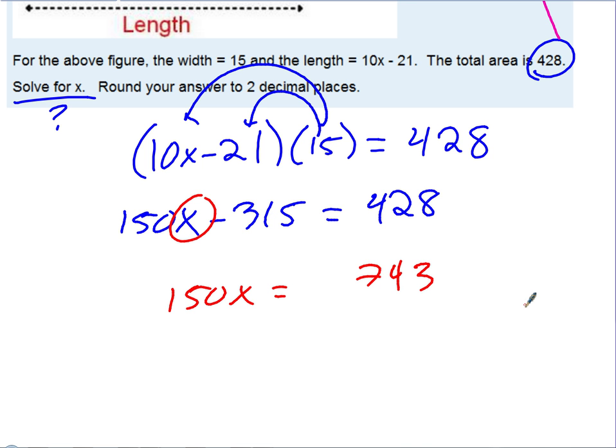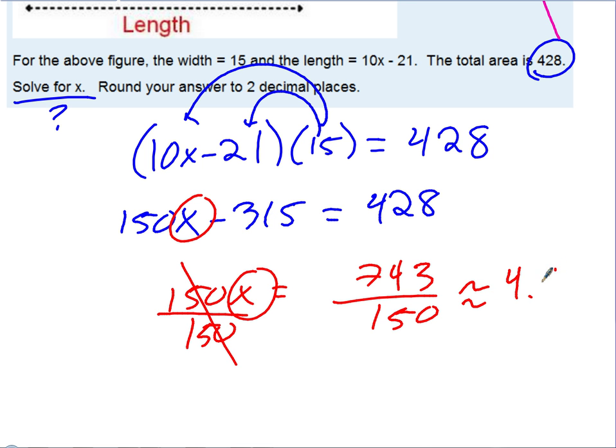743. Divide both sides by 150, and I get, who knows, some decimal. But we'll just round it. Tells you to round it. Okay, 4.95. Okay, so it rounds to 4.95. What's that squiggly equal sign mean? Not equal to, or it's close to not equal. Okay, so approximately. Yeah, that means we've rounded. That's not an exact answer, it's approximate. Okay? Questions on that? Make sense? Okay?